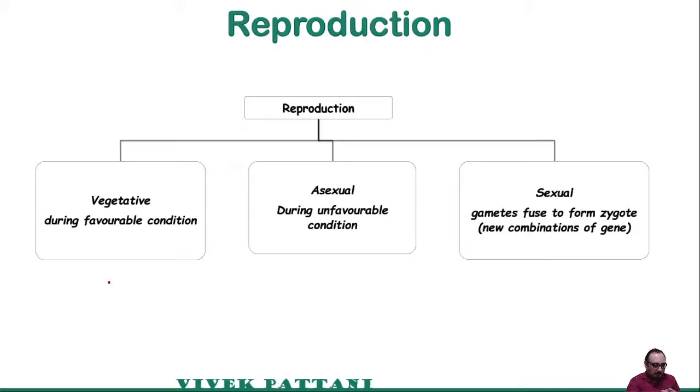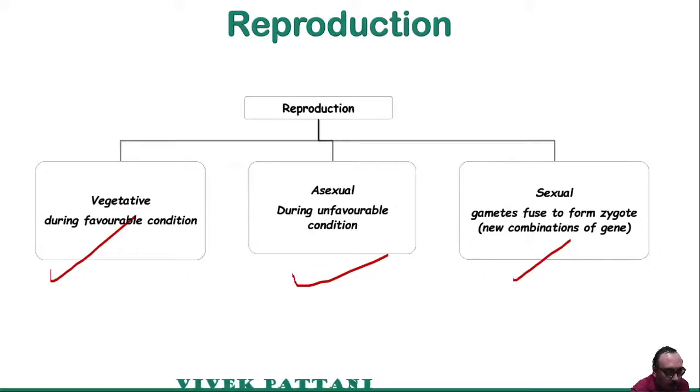One is the vegetative form, which usually occurs in favorable conditions. Second one is the asexual form, which generally occurs during unfavorable conditions. And the third one is the sexual form, where gametes fuse to form a zygote and new combinations of genes are formed. So simply: vegetative, asexual and sexual forms.